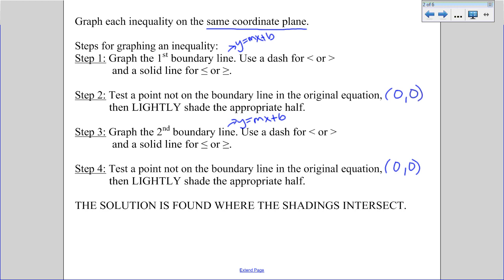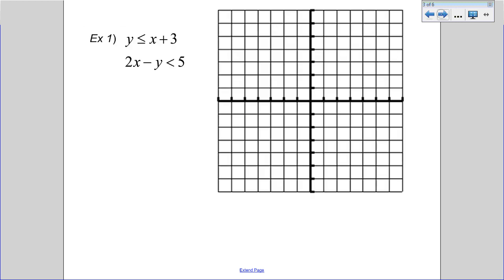The solution is found where the shadings intersect, because we're looking for all of the ordered pairs that will work in both inequalities. So let's take a look at what that means.